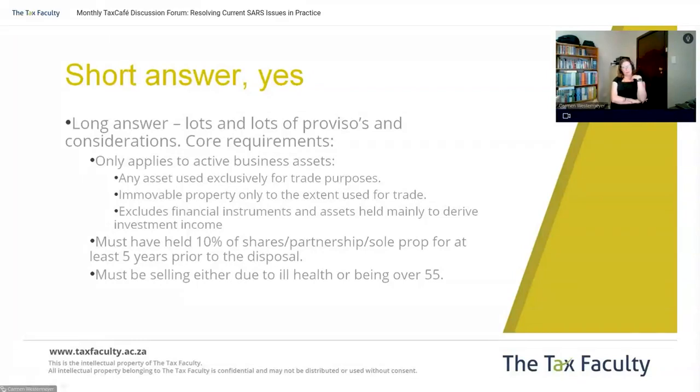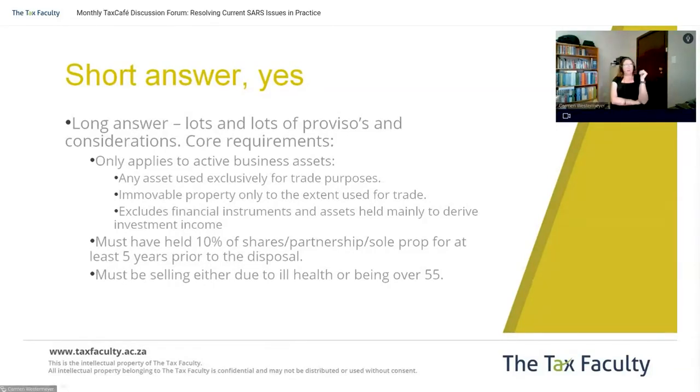So if, for example, you look at me, I'm now sole prop. I run a consulting and training business. I use the granny flat on my property to run my business. So when I'm looking at the assets that would qualify, it would only be the portion of my property which is used for trade, which would qualify for this exclusion. The rest of the property would not.